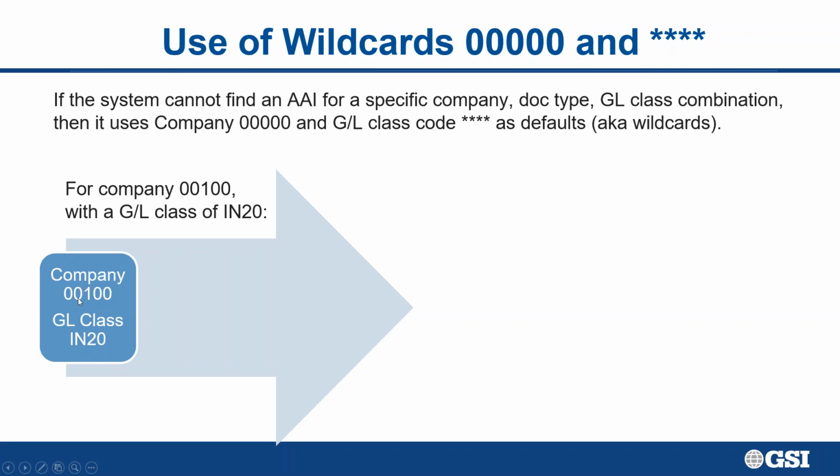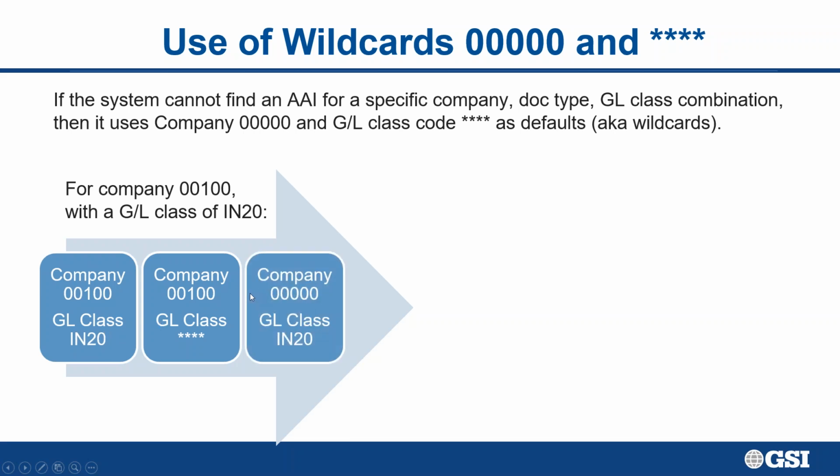to try to match on exact company number and exact geo class. It's looking for that specific entry. If it finds that, the account number that's associated with that entry, that's the one it will use. If it can't find that explicit entry, then it says, well, company takes priority. Is there an entry for an IA for company 100, but where the geo class code is the asterisk? So what the asterisk means is, I don't really care what the geo class is. This applies to everything that doesn't have a specific entry.